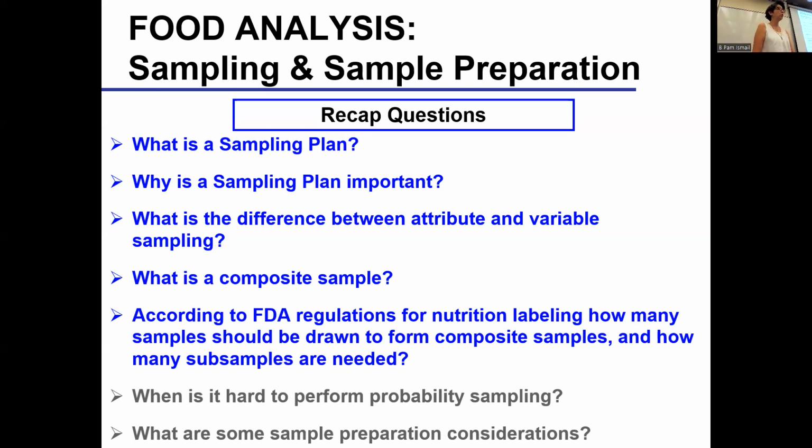Do you remember for nutrition labeling? Yes, Ian? That you take several samples from different parts of the lot and combine all those samples. Absolutely. So that leads to the next question: the FDA requires for nutrition labeling 12 different samples that you take within the lot randomly, and then you combine them, you form a composite sample, and from that, for nutrition labeling, you have to take 6 subsamples. So that answers these 2 for later parts of this lecture.